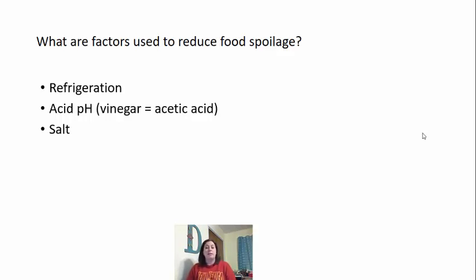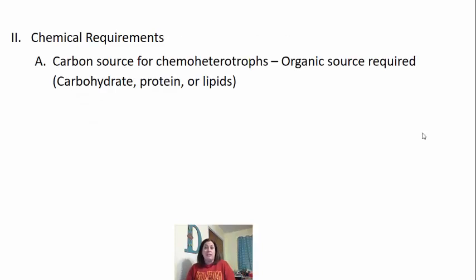And then also adding salt. Especially before refrigeration was an option, salt was the main way to help preserve food. All right, so that was the physical requirements. Now let's look at the chemical requirements for microbial growth.